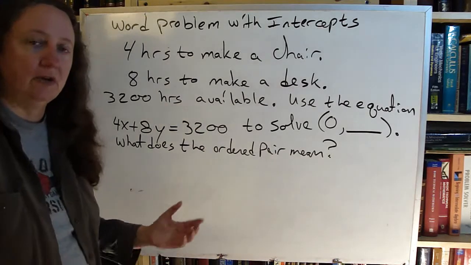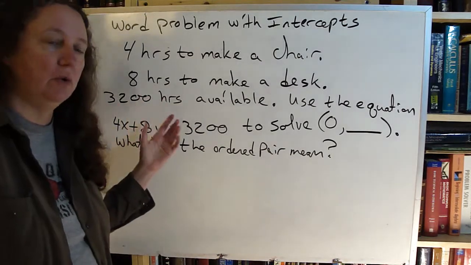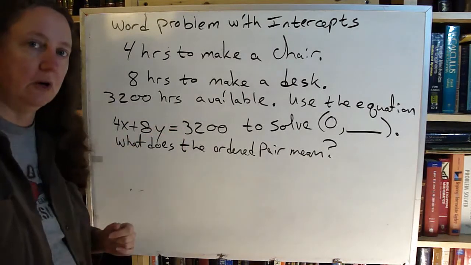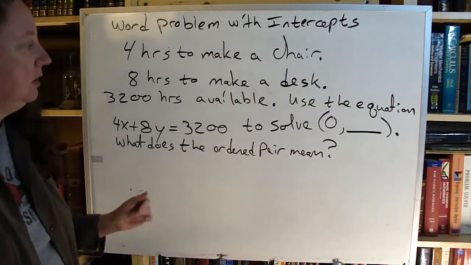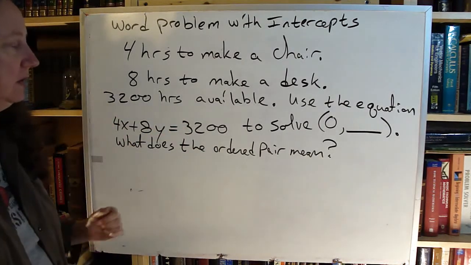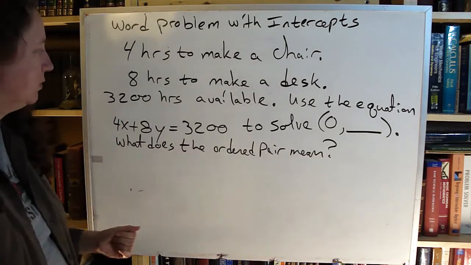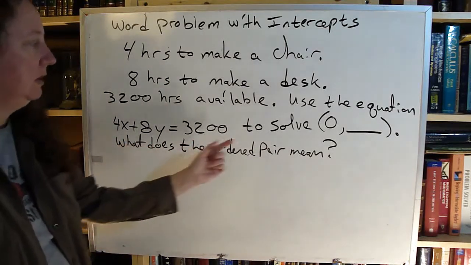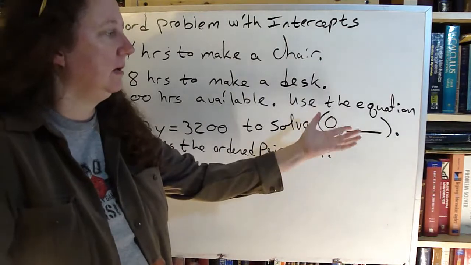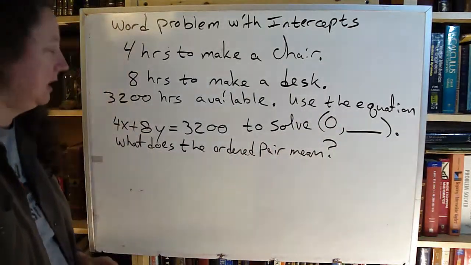In future classes, you'll be told that information and you'll be asked to come up with the equation yourself. In this course, though, you're given the equation, and you're told to use that equation, 4x plus 8y is 3,200, to solve 0, blank, and then explain it.